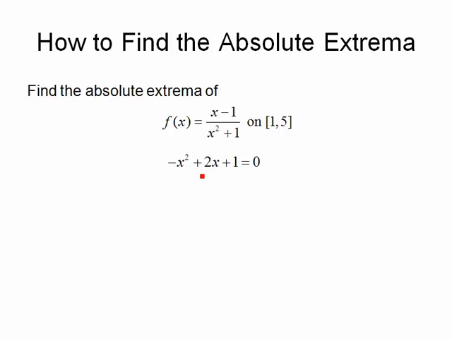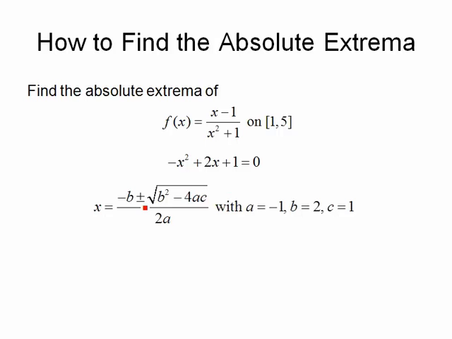So I'm going to go ahead, take my minus x squared plus 2x plus 1 equal to 0, and I'm going to write out the quadratic formula, which is minus b plus or minus square root of b squared minus 4ac all over 2a. Looking at my quadratic function here, I'm going to substitute a equal to negative 1, b equal to 2, and c equal to 1 to get minus 2 plus or minus square root of 2 squared, subtract 4 times negative 1 times 1 divided by 2 times negative 1.